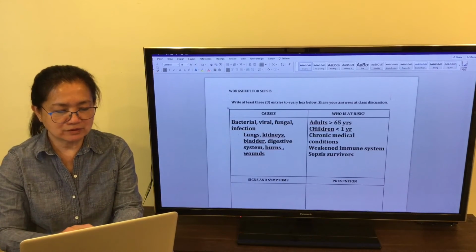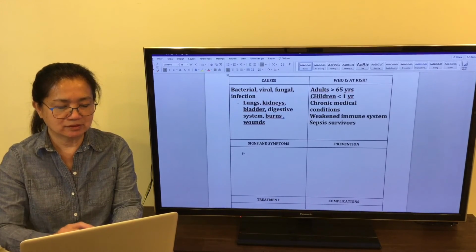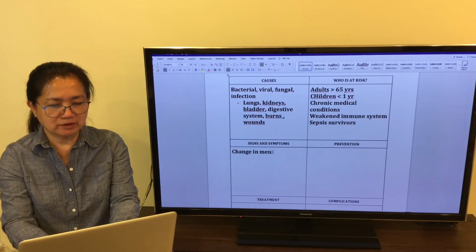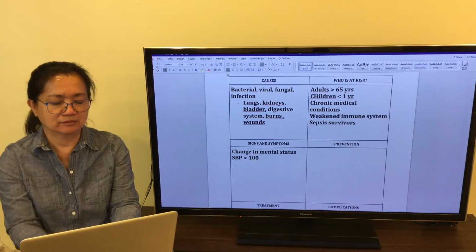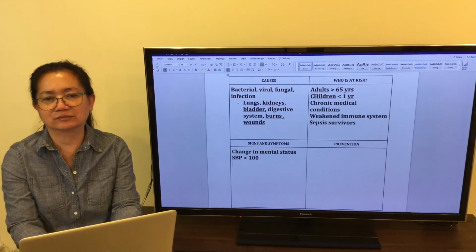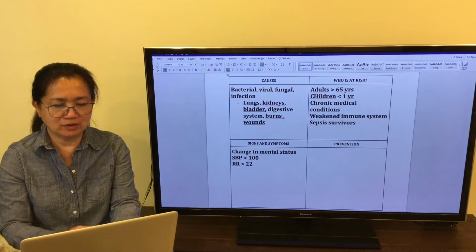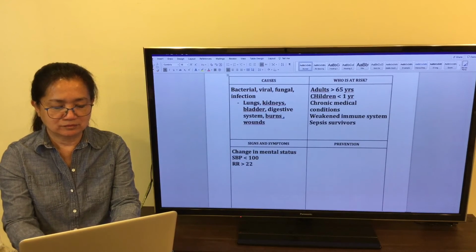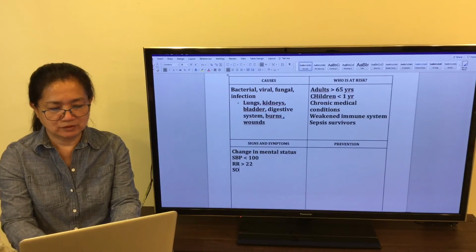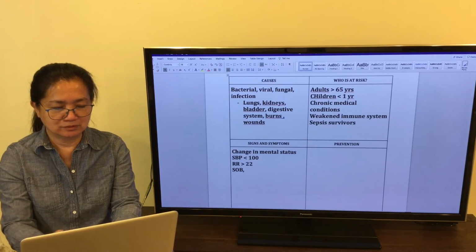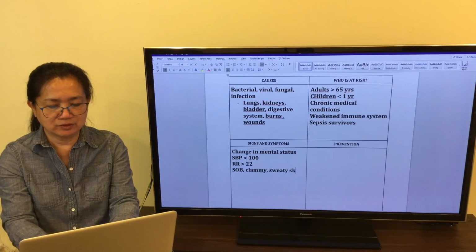Okay, so next on our worksheet, what are the signs and symptoms of sepsis? Change in mental status. Systolic blood pressure less than 100. Anything else? Respiratory rate greater than 22. Confusion or change in mental status. Shortness of breath. Clammy, sweaty skin. Okay, I think that's enough.